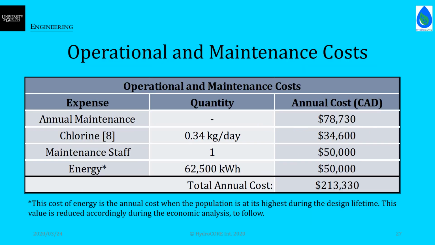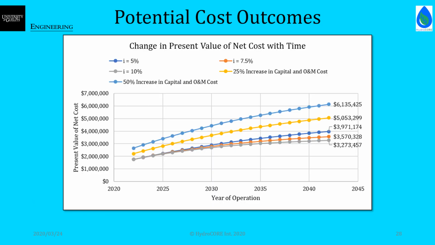These are the expected operational maintenance costs for the design project. Note that maintenance is expected to cost approximately 20% of the initial equipment cost each year. The total present value of the project cost was calculated under a series of different scenarios, including varied interest rates and increased capital and operational costs.